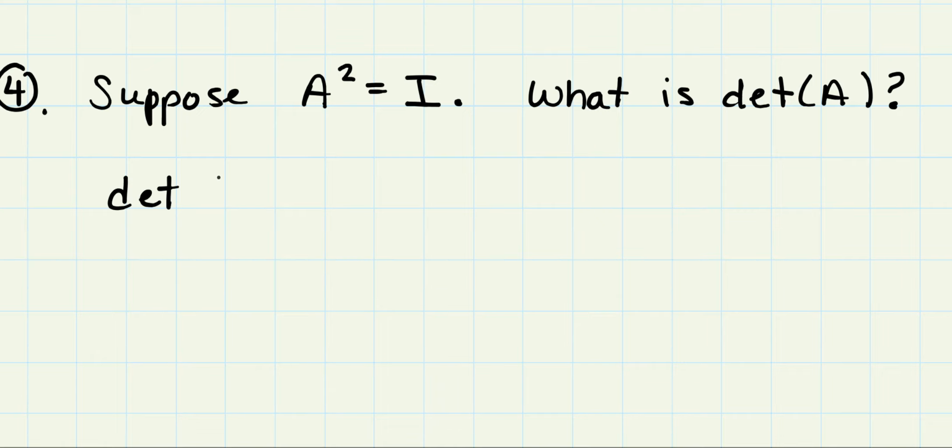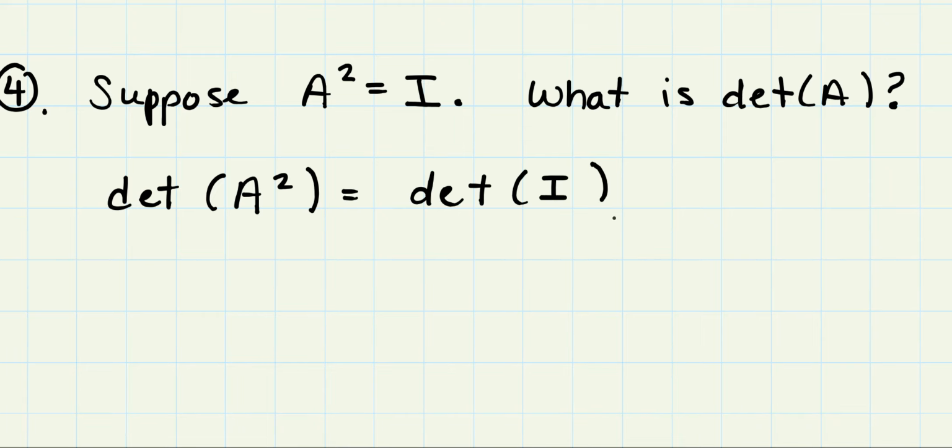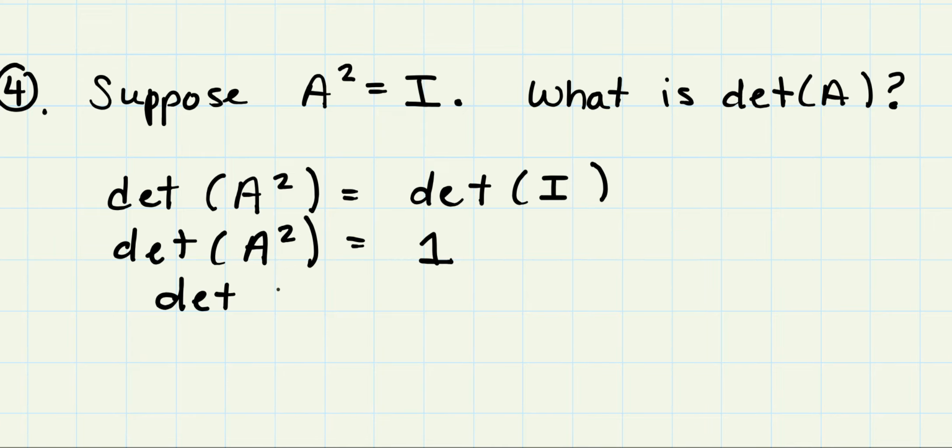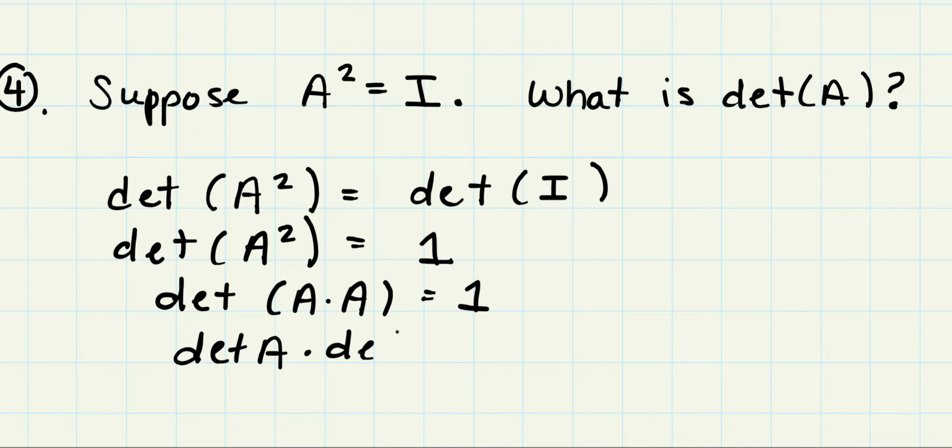Well, let's start by saying that the determinant of A squared is equal to the determinant of the identity matrix. What's the determinant of the identity matrix? Well, that's just equal to 1, just the product of the diagonal entries. But the determinant of A squared is the same thing as the determinant of A times A. But here we have a product of 2 matrices, and now we can use that rule that says product split.